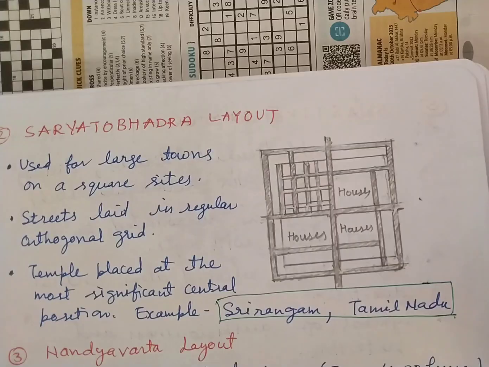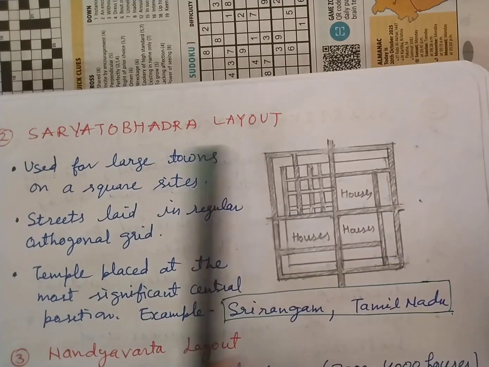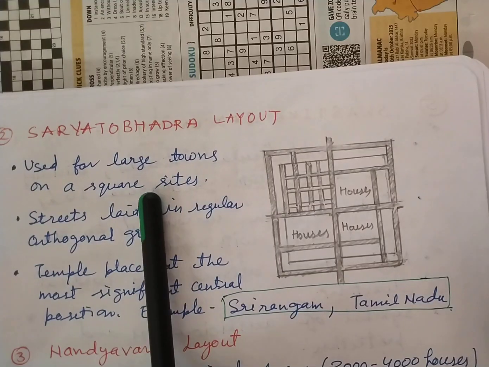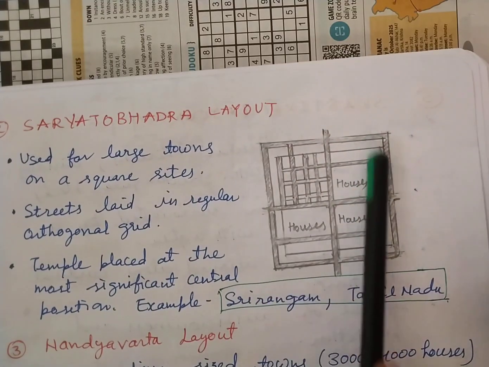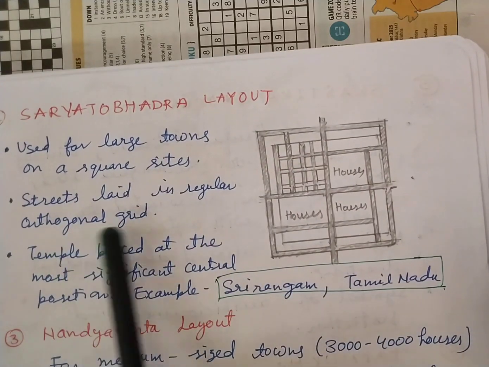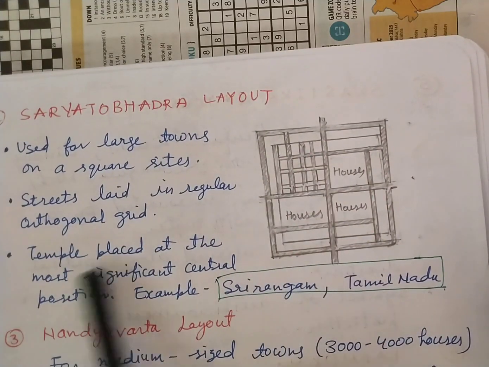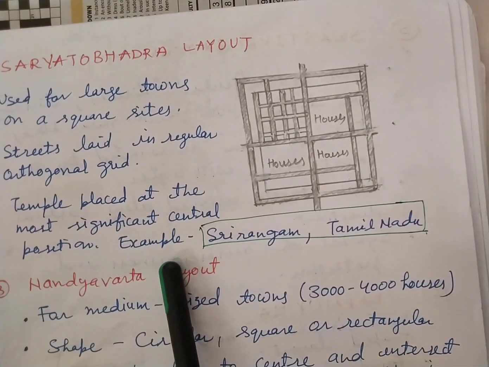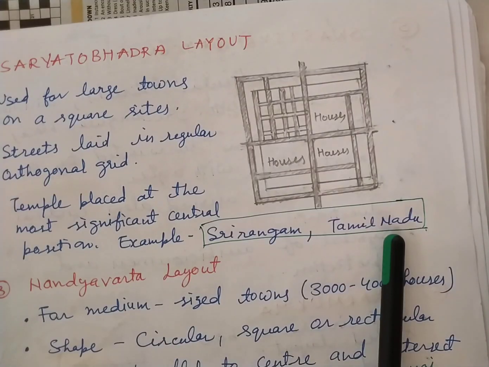Next one is Sarvatobhadra layout, used for large towns on a square site. This is the sketch of this. Streets laid in regular orthogonal grid. Temple placed at the most significant central position. Example is Srirangam, Tamil Nadu.